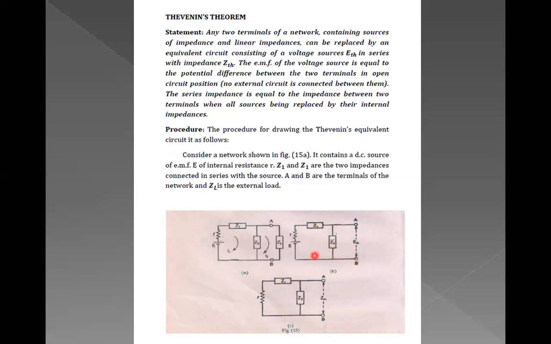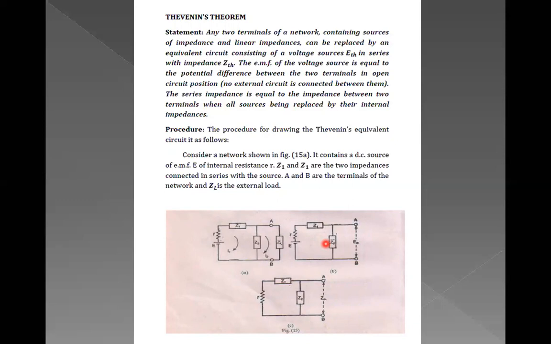So what is the current in this particular circuit? According to Ohm's law, I should be equal to V by R, where V is nothing but E. The internal resistance, impedance Z1 and impedance Z2 are in series with respect to the source E. So the current in circuit B of figure 15, I, is E divided by R plus Z1 plus Z2, because if the resistances are in series, then the resultant resistance is R1 plus R2 plus R3 and so on.